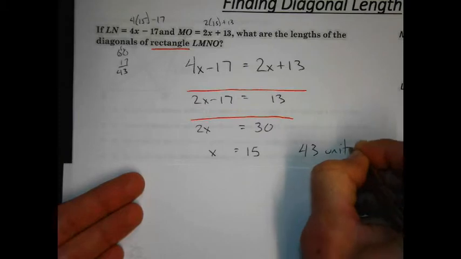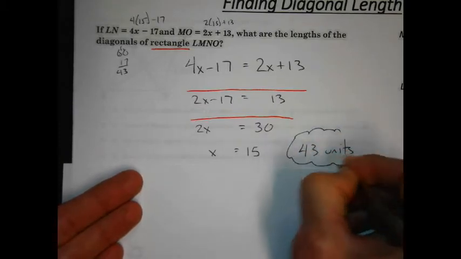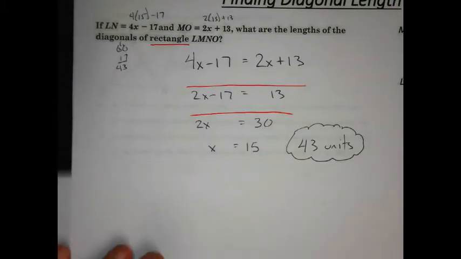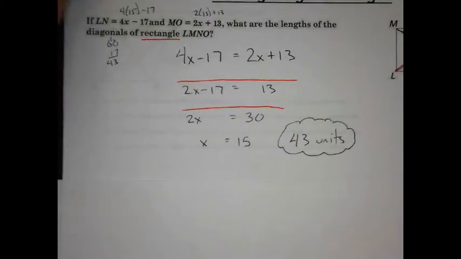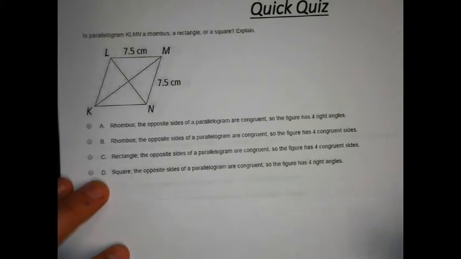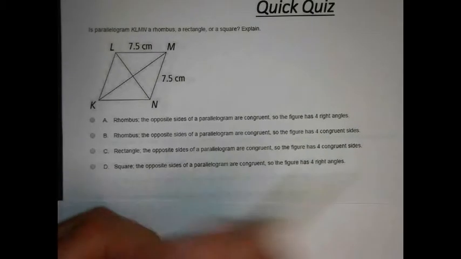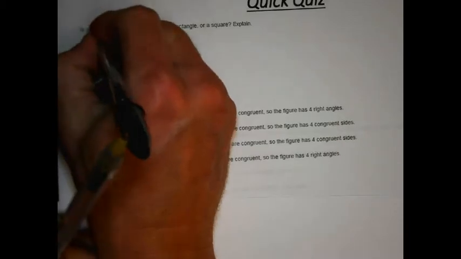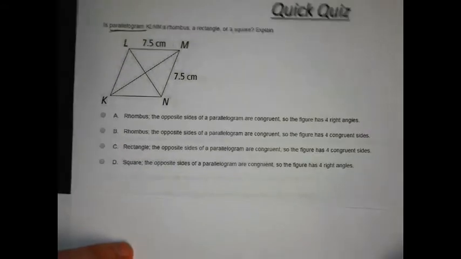So you want to plug in and make sure we have congruent diagonals for the rectangle. All right, next thing, we're going to jump into the quick quiz. Here's the question. Is this parallelogram a rhombus, a rectangle, or a square?